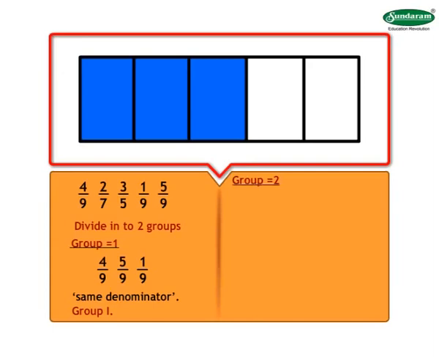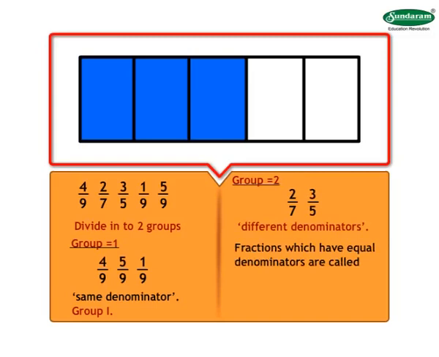These fractions 2 upon 7, 3 upon 5 have different denominators. So put these in group 2. Fractions which have equal denominators are called fractions with equal denominator.